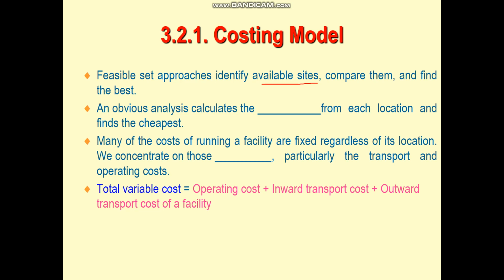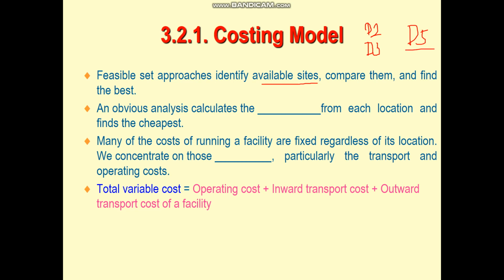The feasible set approach identifies the available sites, then we compare them and find the best site. For example, we want to open a new branch in Ho Chi Minh City. Then we check and see District 2, District 3, and District 5 are available for our store. So we compare District 2, District 3, and District 5 and see which one is the best. Then we will locate our new branch there.